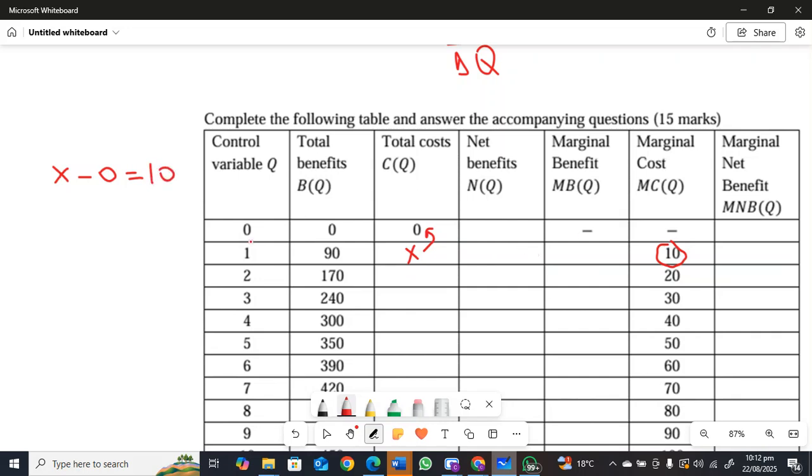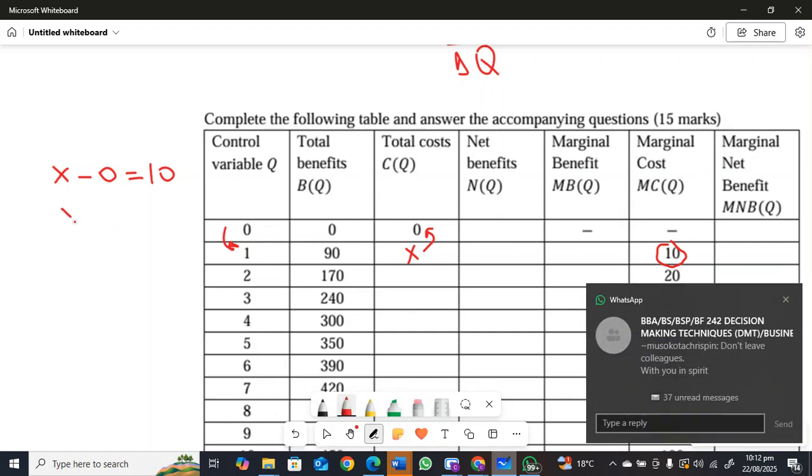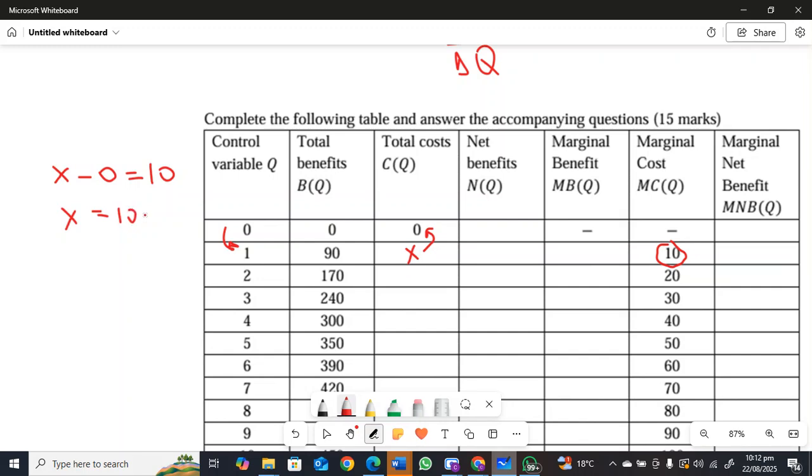Our control variable here is just increasing in units of one, so I've ignored it. But here you would have said 1 minus 0. Since the control variable is increasing in units of one, just ignore it here. So to get the value of x, you take the 0 over the equal sign. So x equals 10 plus 0, which equals 10. So this total cost x here is equal to 10.